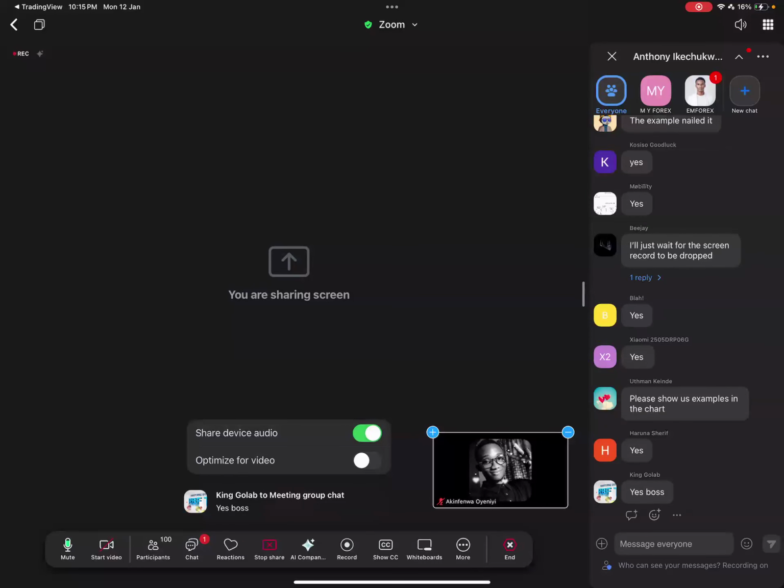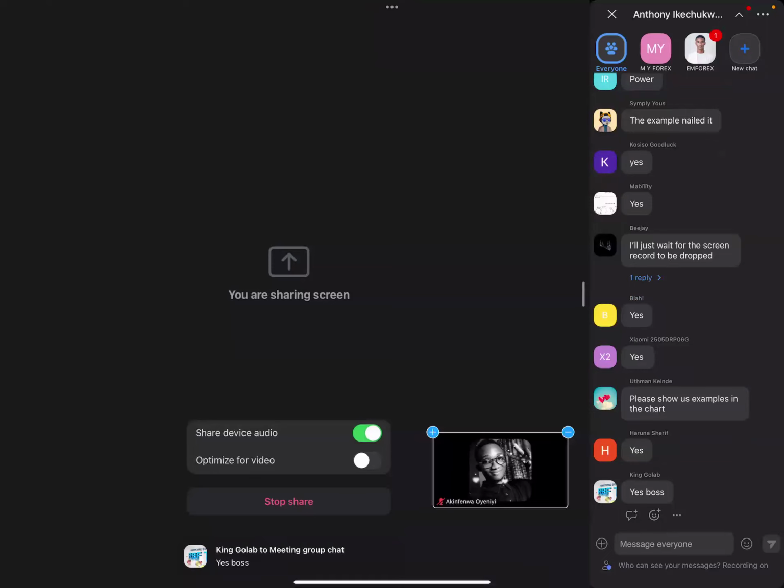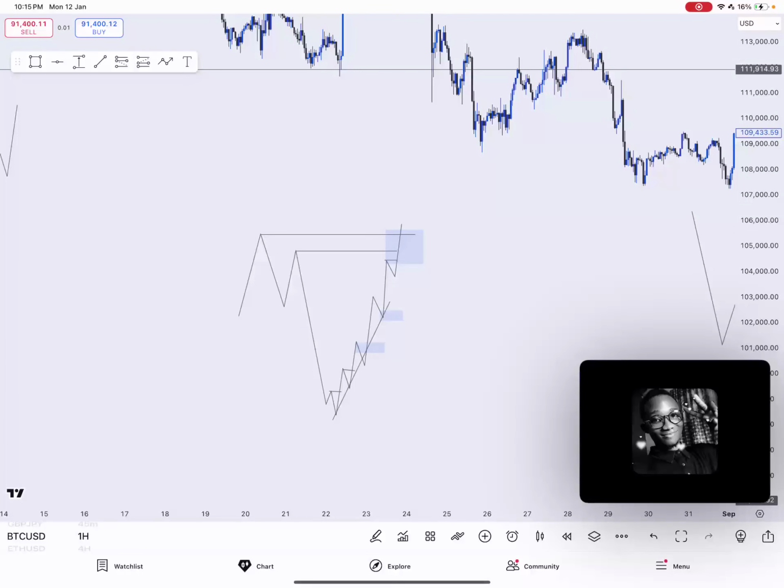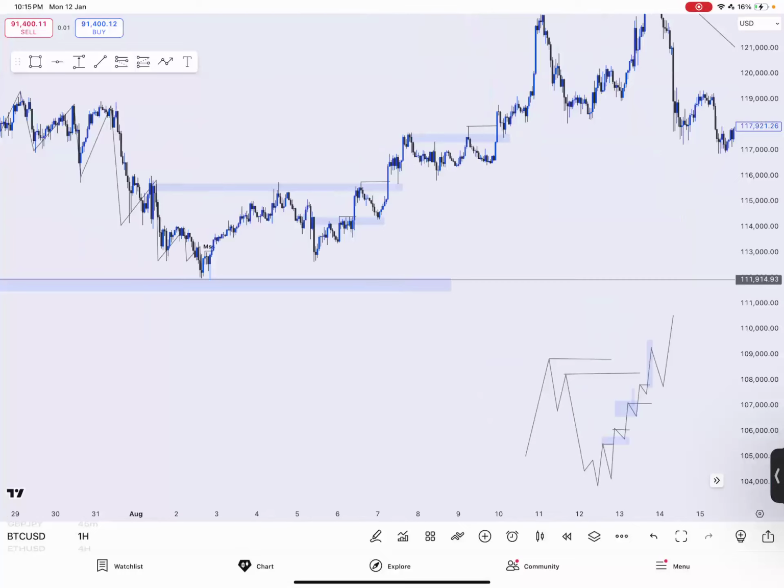I know, I'm coming. I'll show you guys the example on the chart. I'm coming, just hang on. So let's hop onto the chart. Let me show you guys some chart examples.